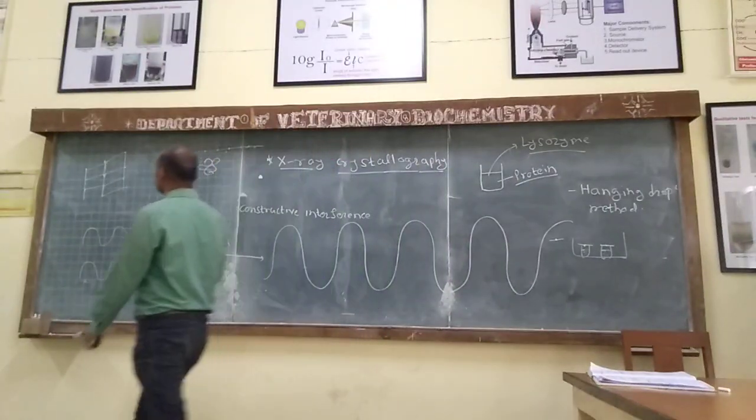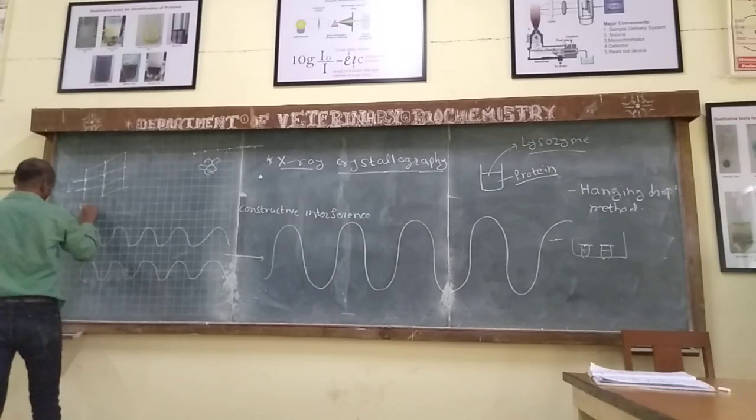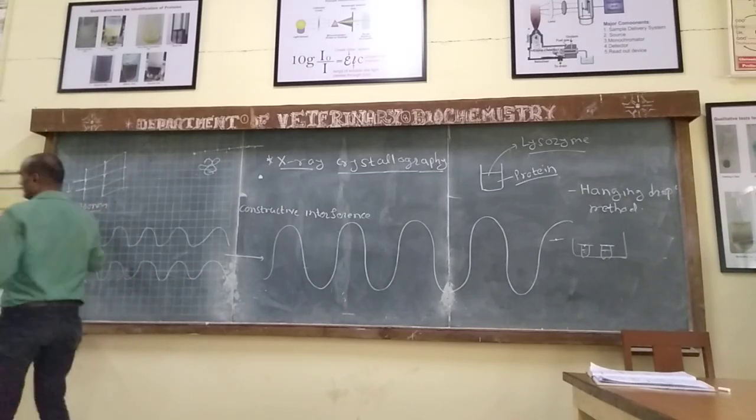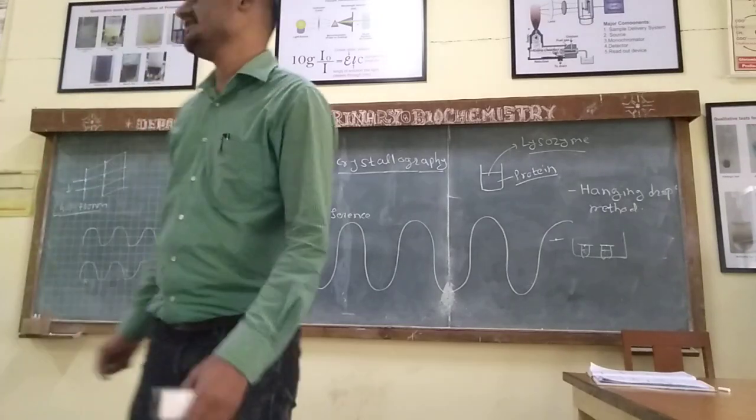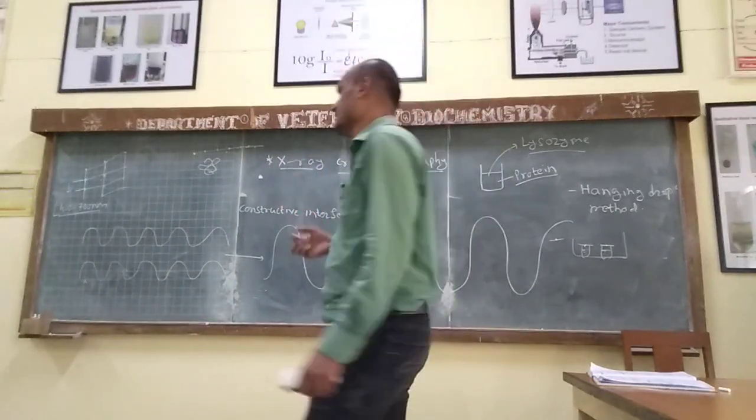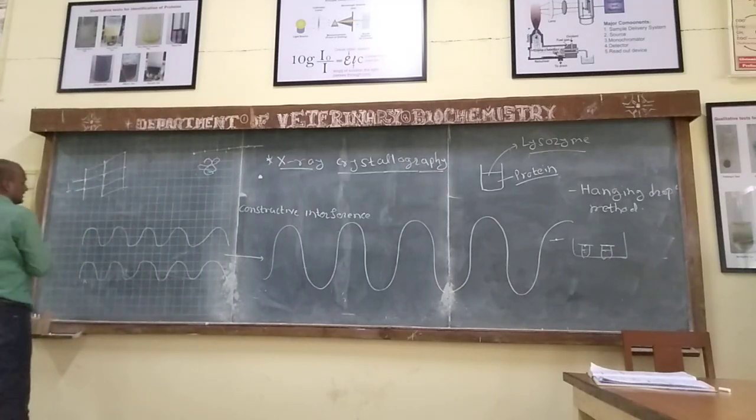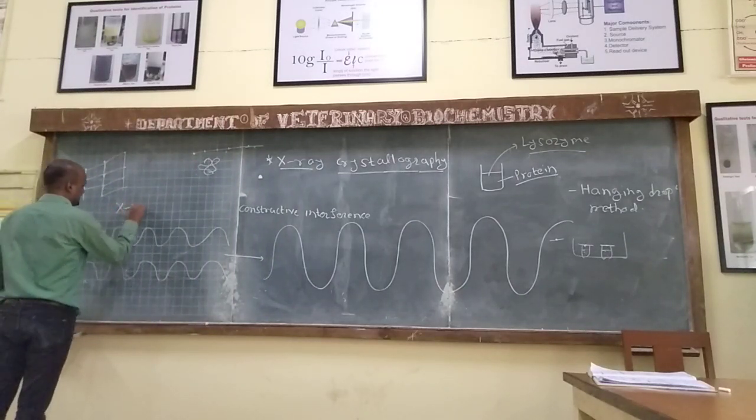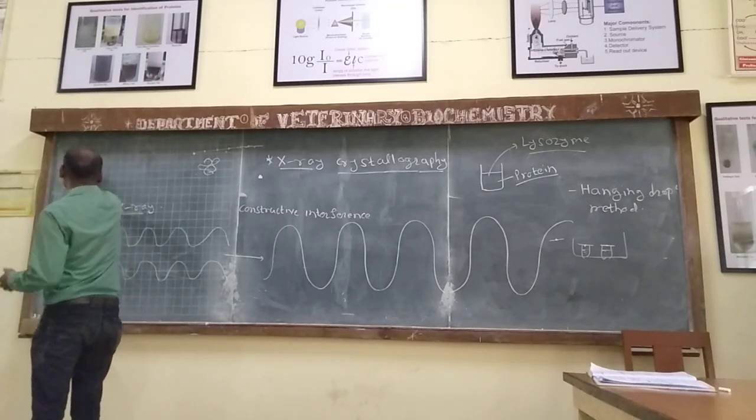But the distance between this atom and this atom is far less than 400 to 700 nanometer. So we cannot visualize it with the help of common light. For that purpose, we need a special light. We call it X-ray. So X-ray is used for this purpose.